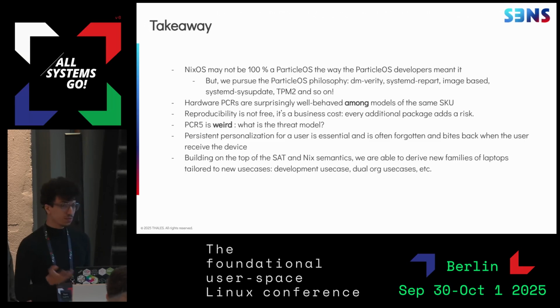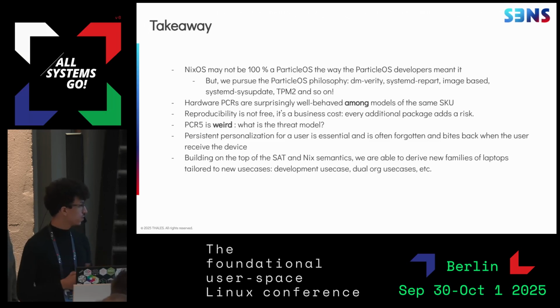Reproducibility is not free, it's a business cost. We have users coming and asking for new packages. This makes our reproducibility weaker. How do we control that? What are good ways, guidelines to handle this problem? PCR5 is weird, as you heard.